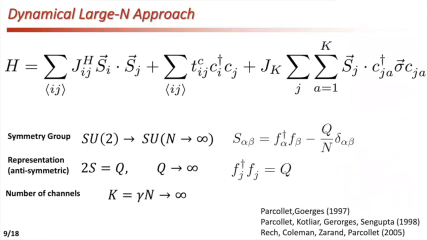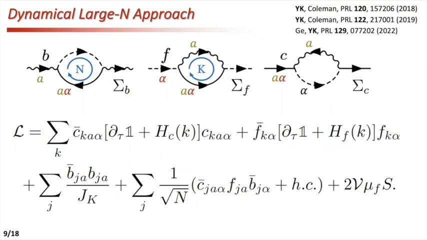Okay, so within this dynamical large N, we do the same thing as before. The only thing that is different is that we send the number of channels also to infinity. So K goes to infinity, but the ratio of K and N gamma remains fixed. Okay, this was initiated by Parcollet and Georges in 1997. But in a series of papers, Piers and I went back to this problem, and we combined it with the Arovas-Auerbach description of magnetism to study quantum criticality in heavy fermions.